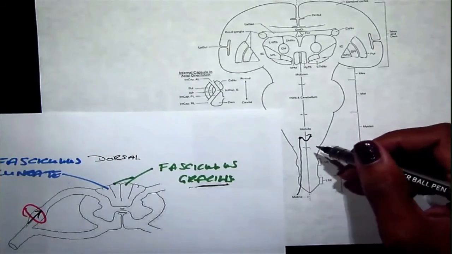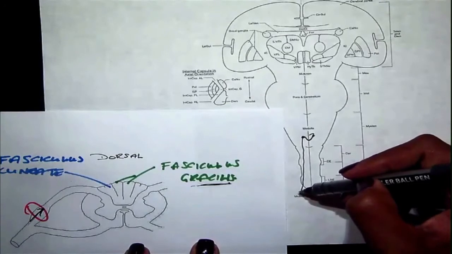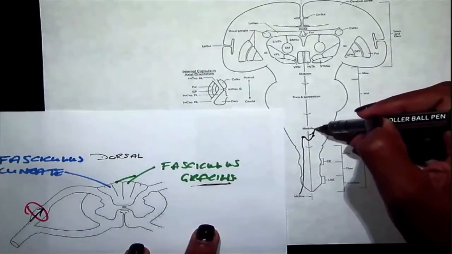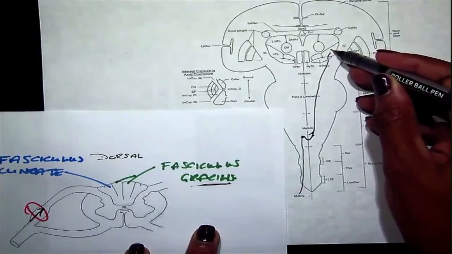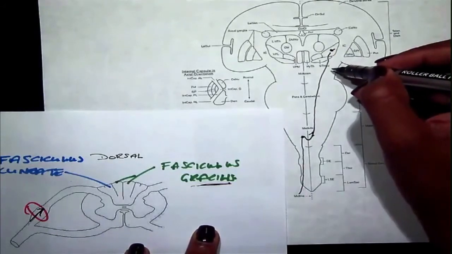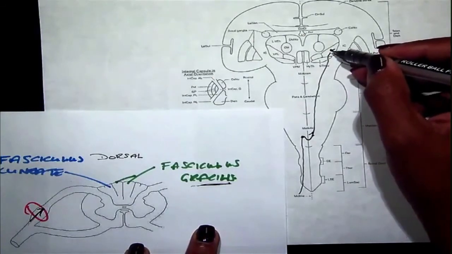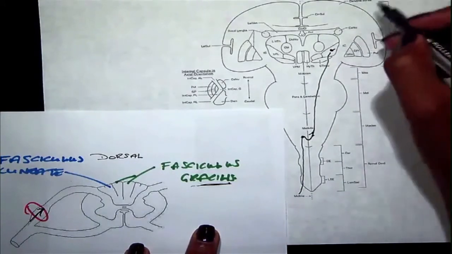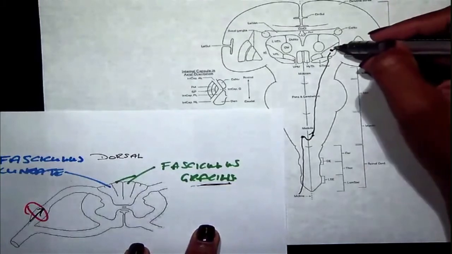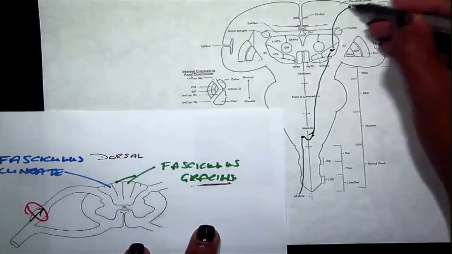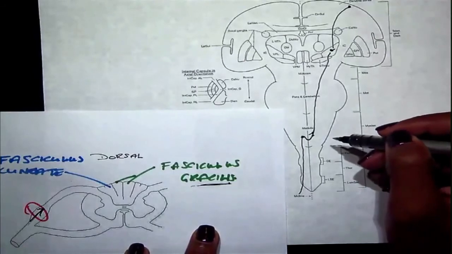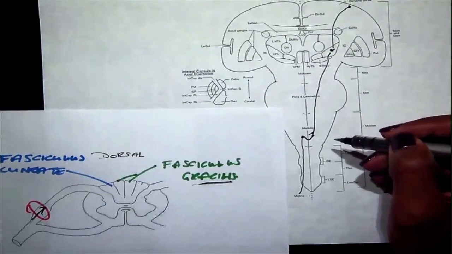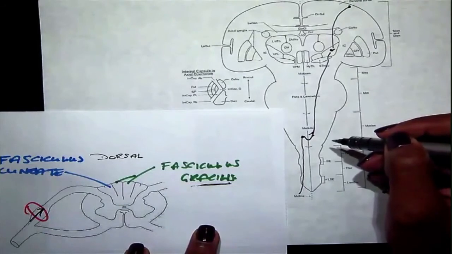This decussation occurs in the medial lemniscus, which then ascends and synapses in the VPL, which stands for the ventral posterolateral nucleus of the thalamus, on the contralateral, or what's called the opposite side of our initial sensory input. The tract then continues its ascent, and finally synapses in the primary somatosensory cortex.